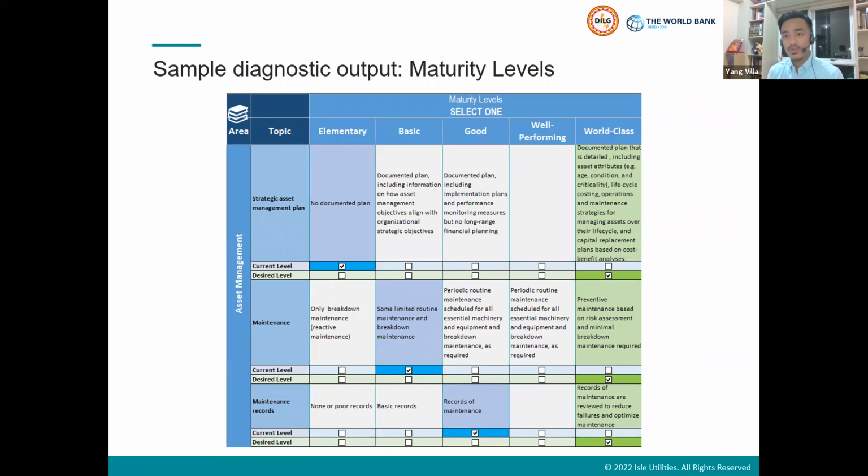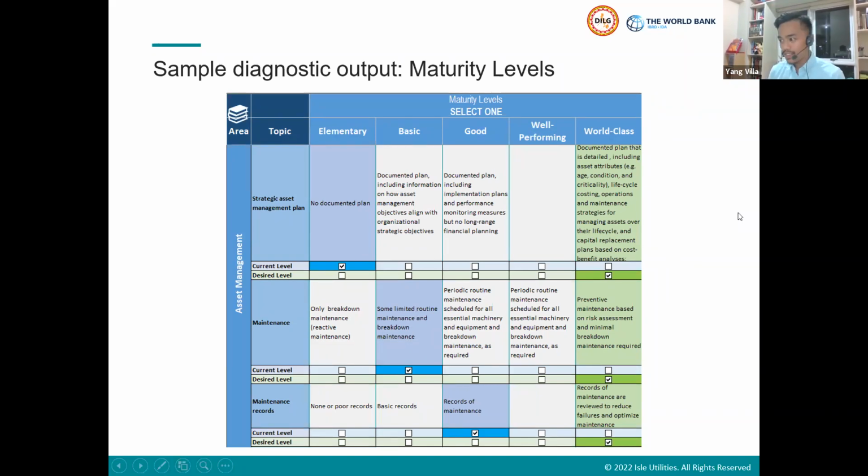If we dig deeper into why this utility suffers from intermittent water supply or from low coverage and such, we can look at their maturity levels. This graph shows us a specific area of asset management, and the topics are strategic asset management plan, maintenance, and maintenance record. As you can see here, the cell highlighted in purple or blue is the current level of this utility, and the cell that is highlighted in green is the desired future level. Within 5 years, what do they want to achieve?